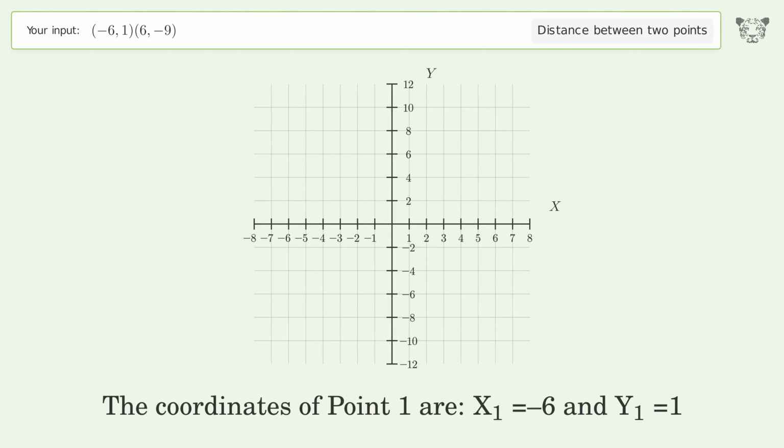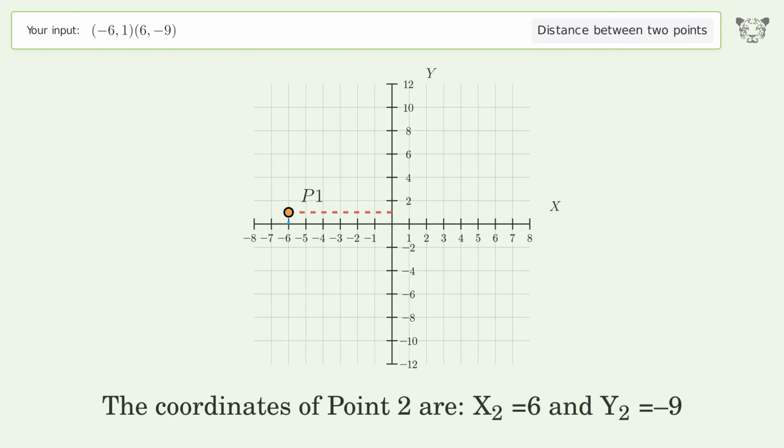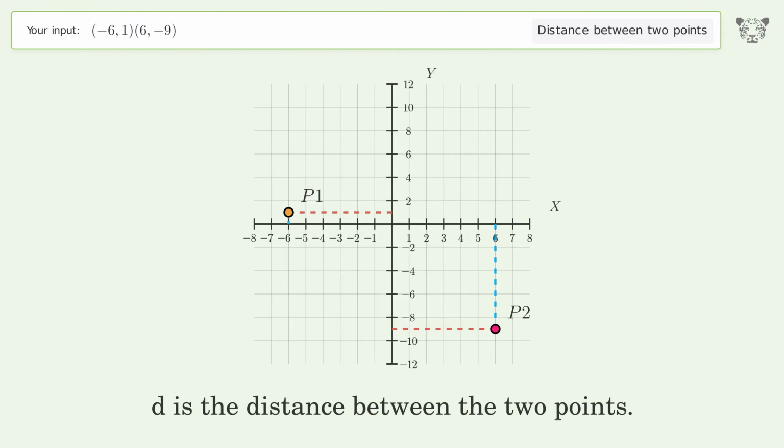The coordinates of point 1 are x1 equals -6 and y1 equals 1. The coordinates of point 2 are x2 equals 6 and y2 equals -9. D is the distance between the 2 points.